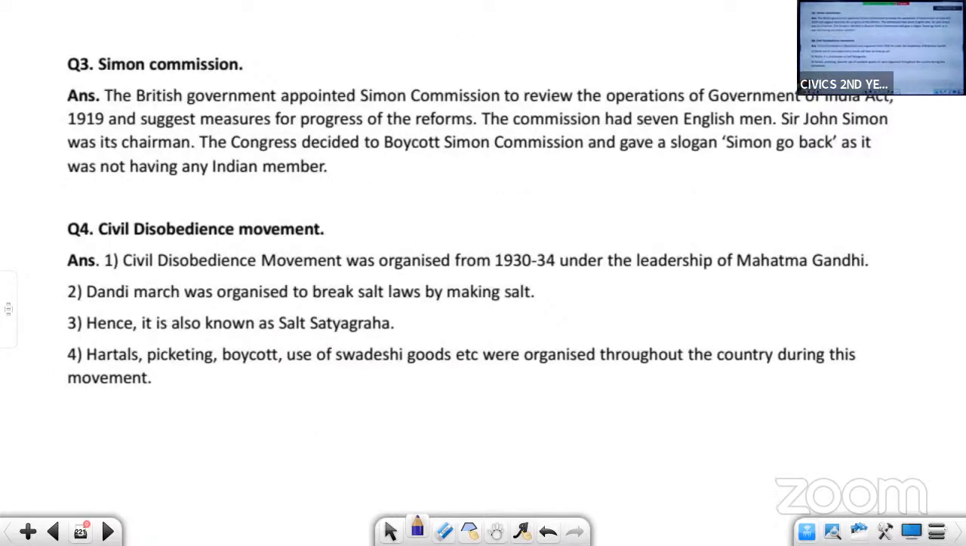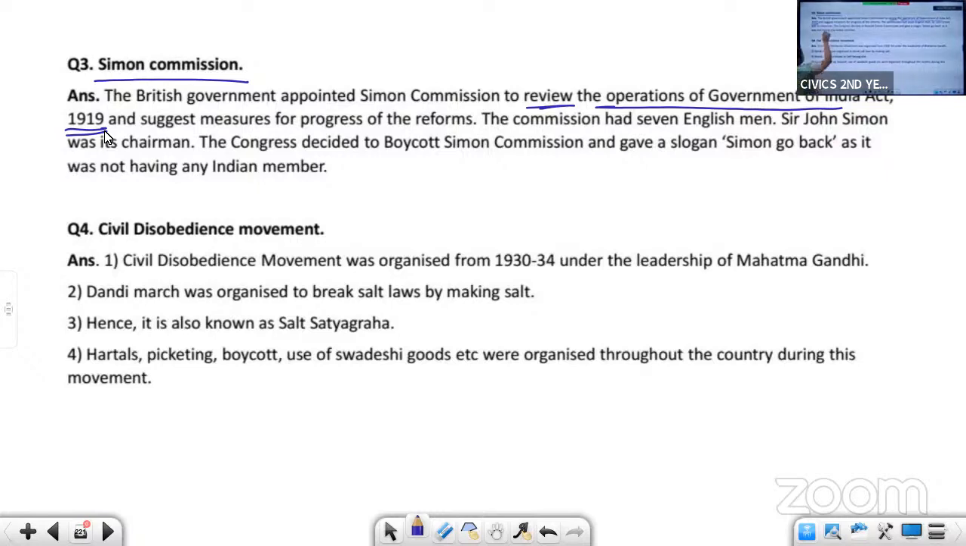Next question is Simon Commission. Now, this is another stage of protest movement during your Gandhian stage. So what is Simon Commission? Simon Commission was appointed by the British government. Why was it appointed? It was appointed to review the operations of the Government of India Act 1919, how it is functioning. To review that, Simon Commission was appointed.